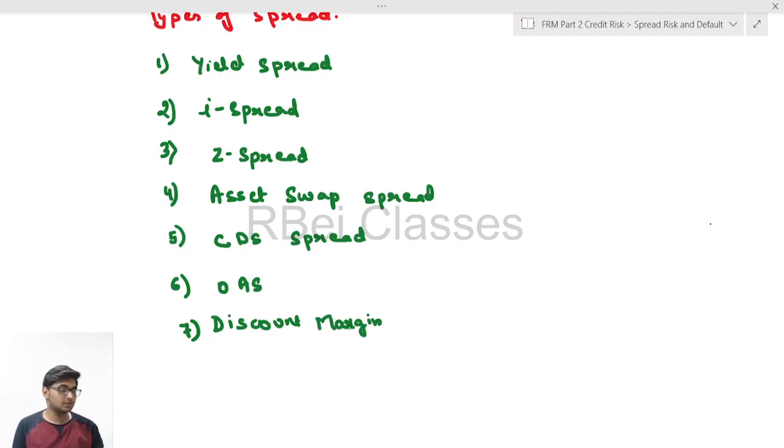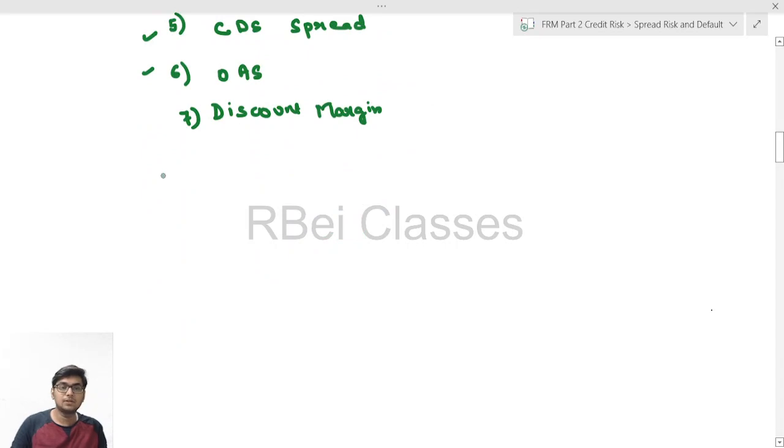See, in this particular chapter, they don't require you to calculate these spreads. But some of the spreads you are already familiar with. In your FRM Part 1, these five spreads you already know how to calculate. We have done it many times. Clear? FRM Part 2 doesn't require you to calculate these spreads, but I'll show you one or two examples so that you will be able to recollect the concepts. Now let us take one example of the yield spread.